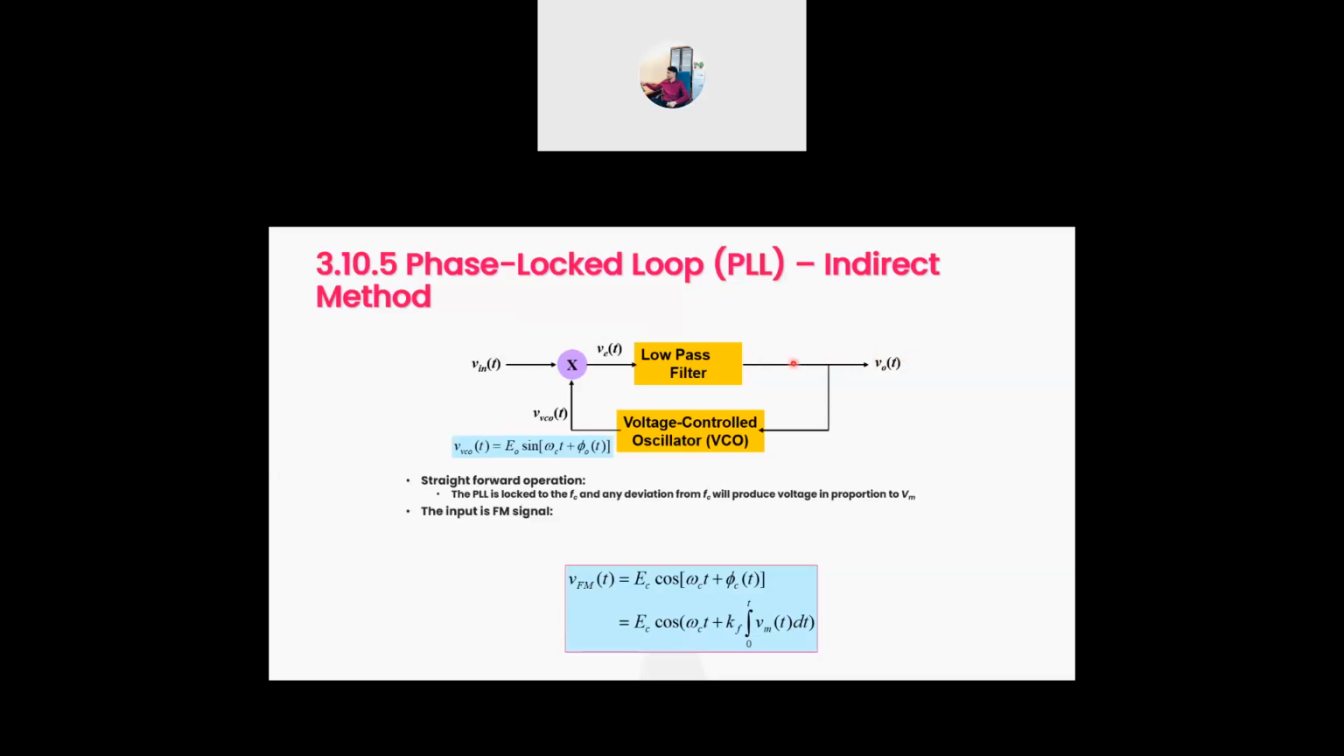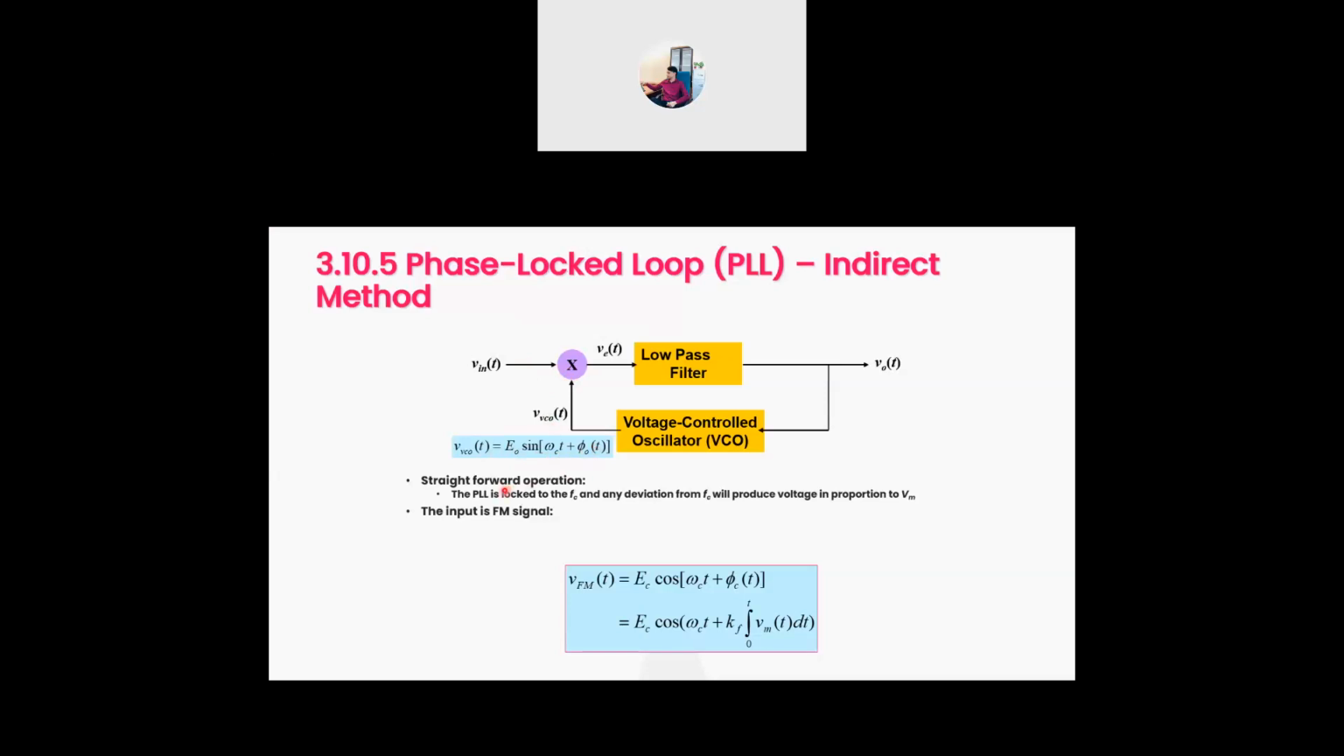The output of the low pass filter is fed back to the voltage control oscillator. The voltage controls the frequency of the oscillator, VCO. The VCO is fed back here and mixed with our V in. Our VCO here is E naught sine omega CT plus phase naught, in the domain T, of course.